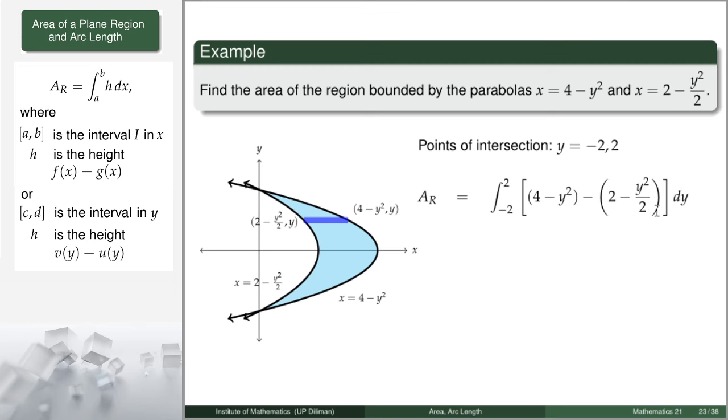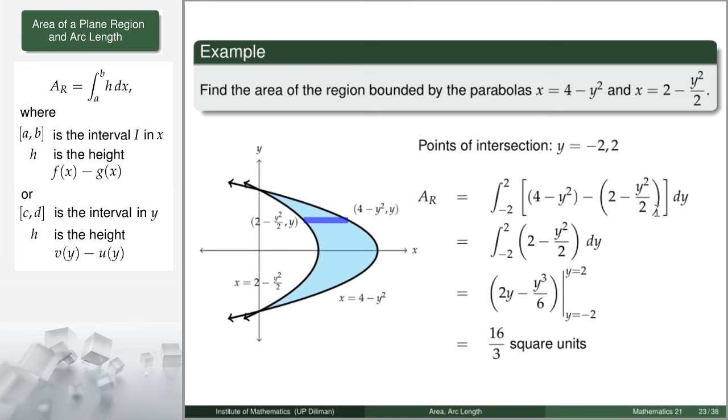We'll not forget the dy, because that's an important part here, saying that we are integrating with respect to y. We can anti-differentiate this, simplify to get the answer of 16 over 3. The best way to master this topic is to do a lot of examples on it. In that way, we'll be able to easily change our orientation, whether we're using vertical or horizontal rectangles.